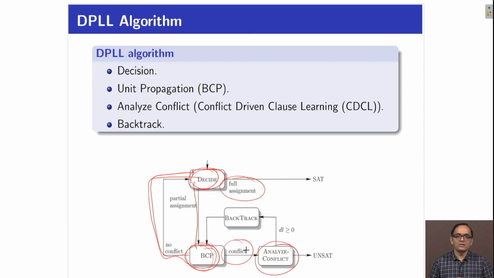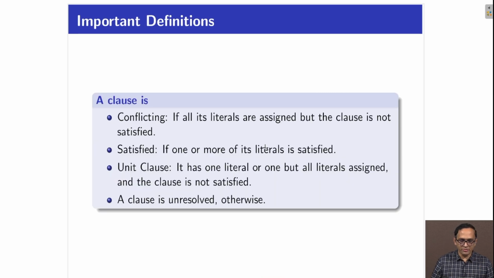So I may reach a conflict, which means something is wrong in the assignment I have done so far. Then I analyze the conflict and learn something from there, and I remove some part of what I have done so far. So I backtrack and restart the process. This is the overall DPLL based algorithm. In today's class I will show you each step at a high level, and in subsequent classes I will go into detail about analyzing conflicts and backtracking, as well as the decide step.